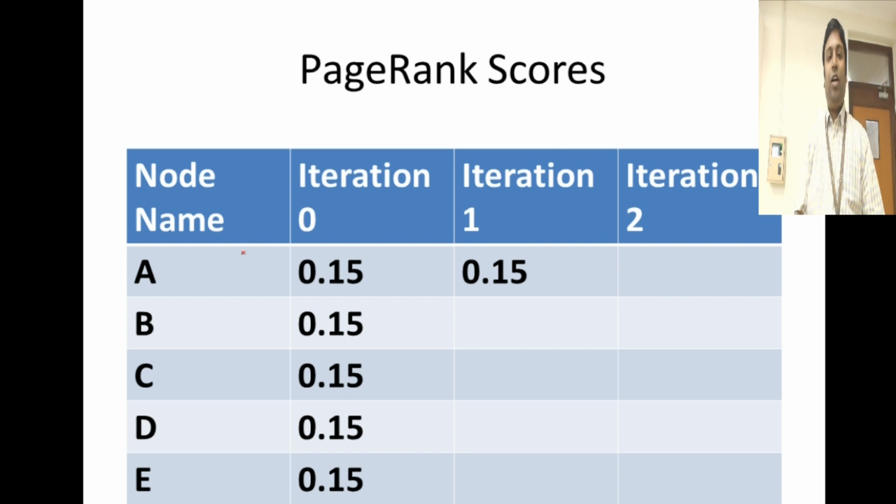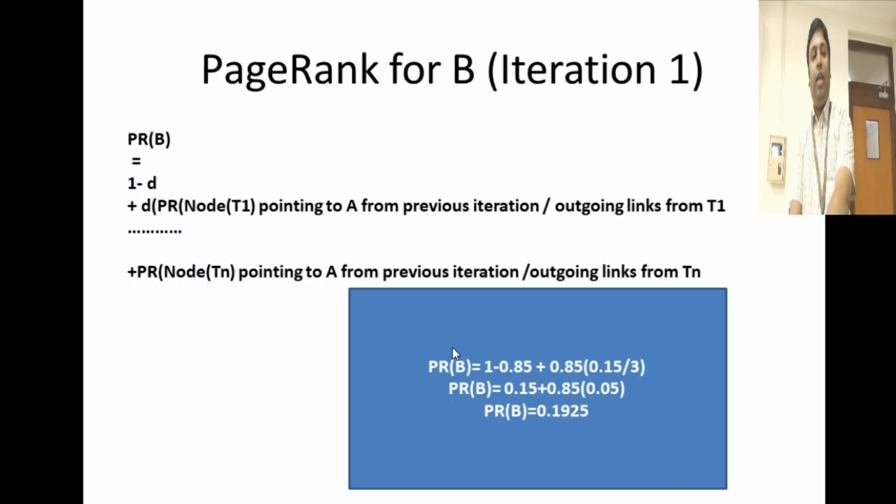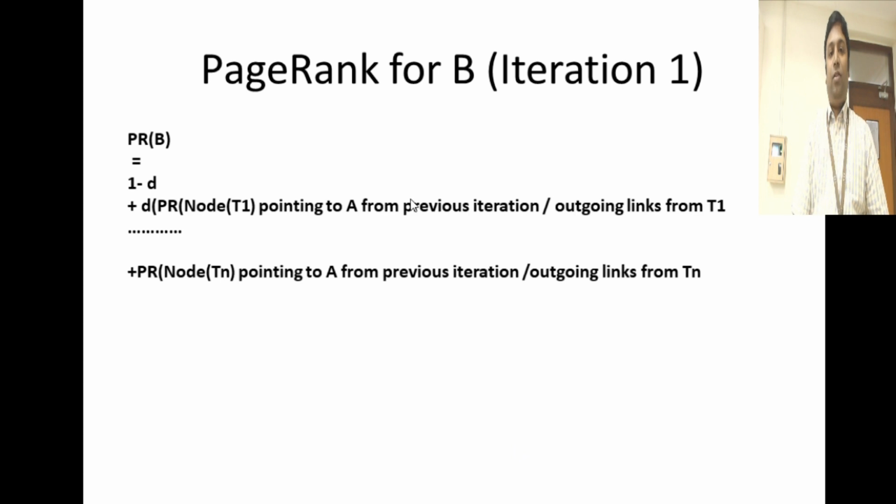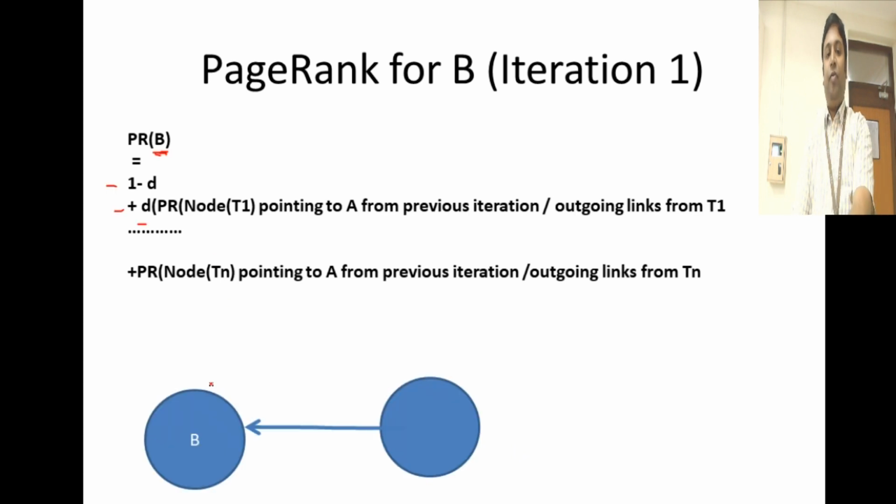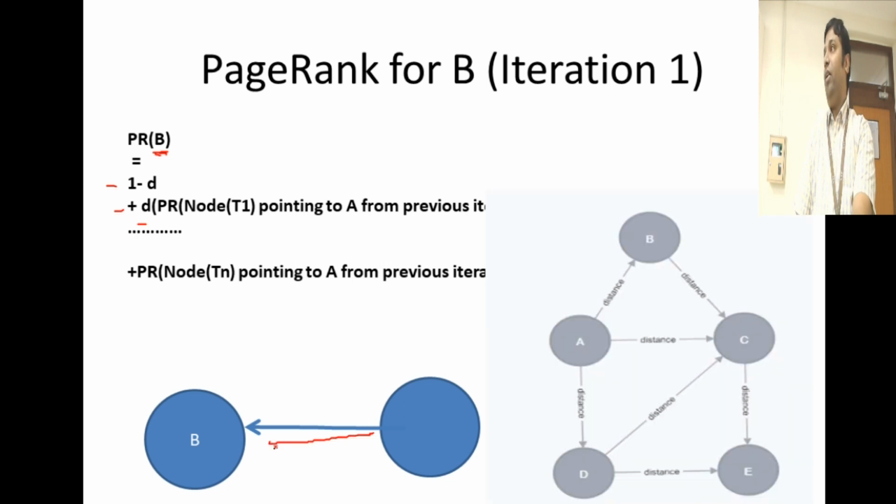Can you go and compute the PageRank for B in iteration 1? We have already finished that in iteration 0. In iteration 1, what will be the PageRank for B? So let's do our first step. What is the first step? Find out all the incoming relations to B. When you take a look at this graph, what are the incoming relations to B? There is only one relation that is incoming. Which is the node that has an incoming relation to B? A. So this is B.